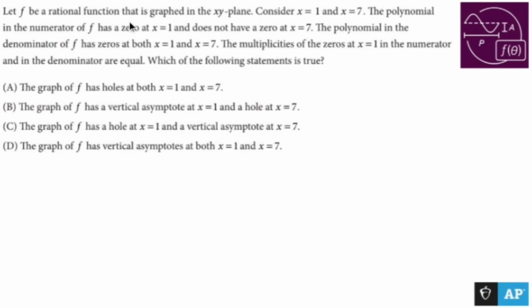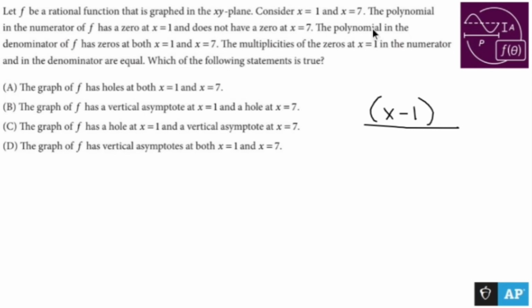Let f be a rational function that is graphed in the xy plane. Consider x equals 1 and x equals 7. The polynomial in the numerator of f has a 0 at x equals 1 and does not have a 0 at x equals 7. So let's draw a little rough draft out. It has a 0 at x equals 1, which means there's a factor of x minus 1, and it does not have a 0 at x equals 7, which means I'm not going to have x minus 7 up there.